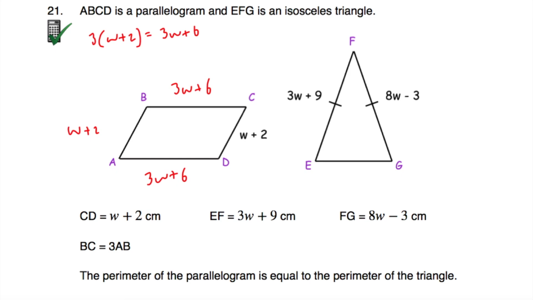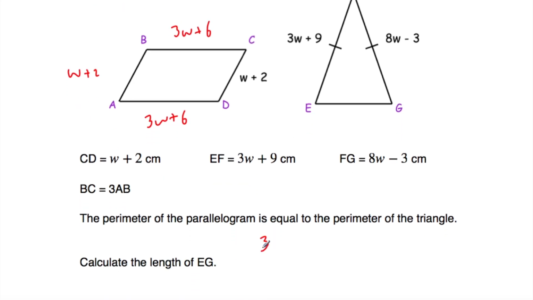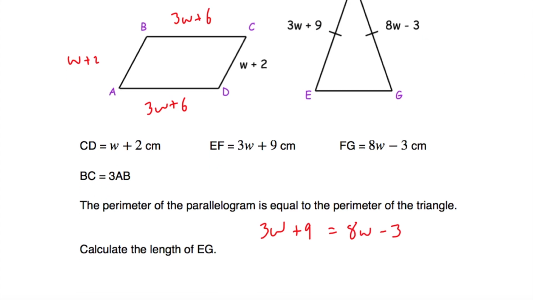So let's solve that equation. Let's actually form the equation to begin with. 3W plus 9 is equal to 8W subtract 3. The left-hand side is the same as the right-hand side. So we want to solve this equation.